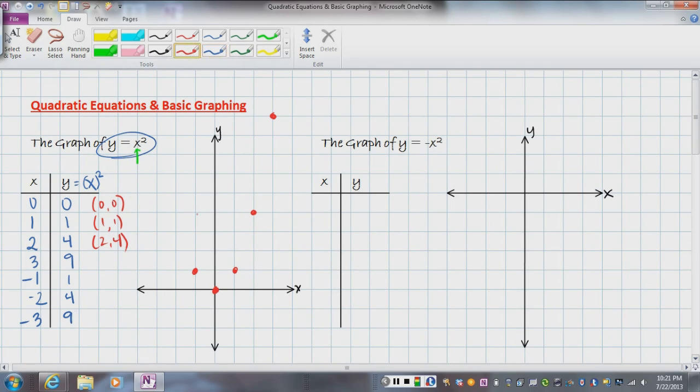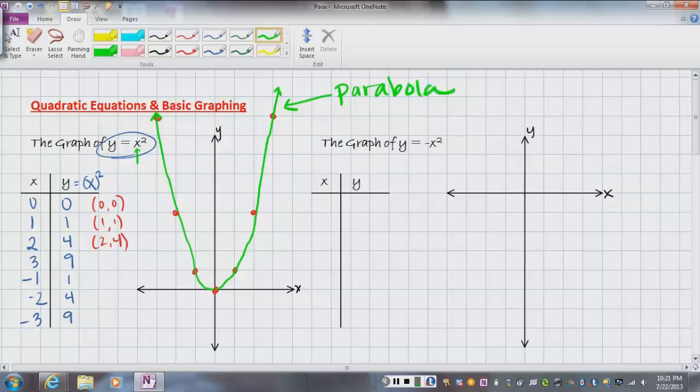So I'm going to plot these coordinates, and then we're going to take a look and see what this graph looks like. Now, when you connect these lattice points, you're going to connect them with a curve. It's a little lumpy, but it should be curved. And what this shape is, this U-shaped graph, we call it a parabola. And a parabola is the shape we get when we graph a quadratic function.